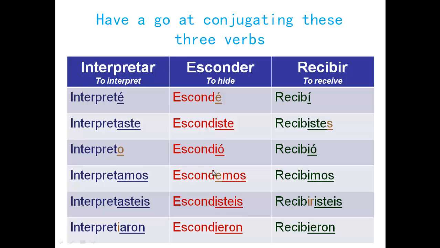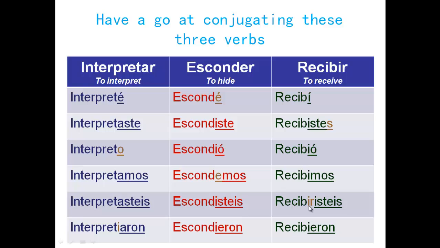Problem with this one here, well, there's 2 problems with this one here. The first one is esconder. It's an ER verb. It needs to have an I with an accent, because don't forget, ER and IR verbs take the same endings. Second problem with the ER verbs, this needs to be imos, not hemos. Yeah? Okay, and with IR verbs, recibiste, not recibistes. No S on the end there.